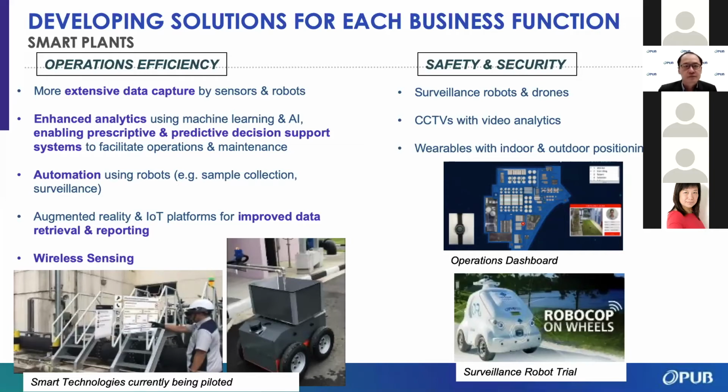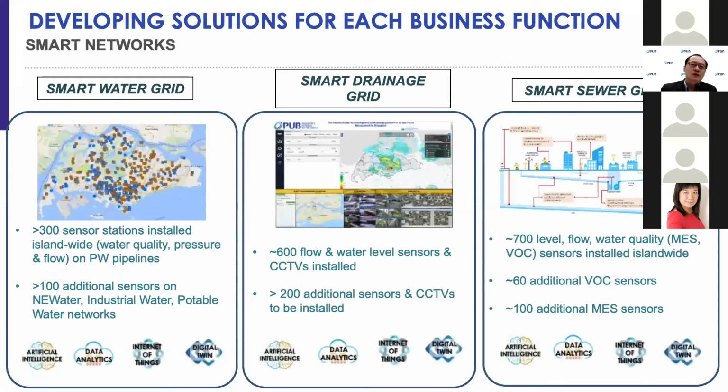Next slide. On the network side of our operations, we have sensors in our water supply grid. Currently, we have over 300 water sensors deployed for our potable water system, and we also have an additional 100 sensors for the NEWater and industrial water networks.